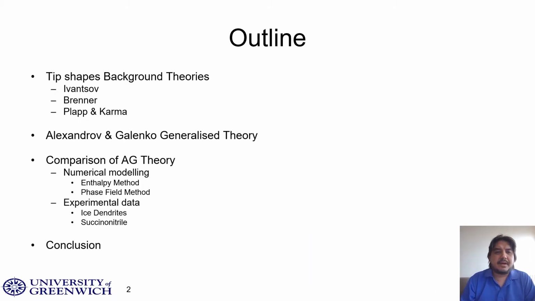Today I'm going to talk about tip shapes and some of the background theories, including the Ivantsov, Brenner, Plapp and Karma solutions. And then I'm going to talk about a generalized form developed by Alexandrov and Galenko. And then I'm going to compare this new AG theory to numerical modeling results from the enthalpy method and the phase field method, and then also to some experimental data looking at ice dendrites and succinonitrile. And then I will conclude.